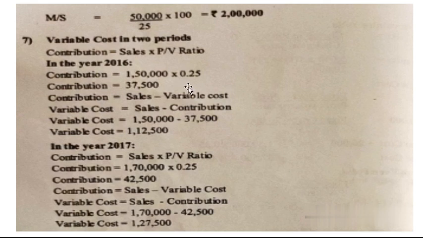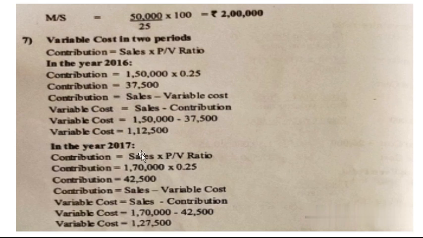So contribution is equal to sales for 2016, 1,50,000 into 0.25, the PV ratio, where you'll get contribution as 37,500. So contribution is equal to sales minus variable cost. We'll interchange as we are supposed to find out variable cost. We'll bring variable cost here and move contribution there. So contribution has a positive sign here, and when we move it out, it becomes a negative sign. So variable cost is equal to sales minus contribution. So variable cost is equal to sales 1,50,000 minus contribution, what you have got, 37,500. So 1,50,000 minus 37,500, you will be getting 1,12,500.